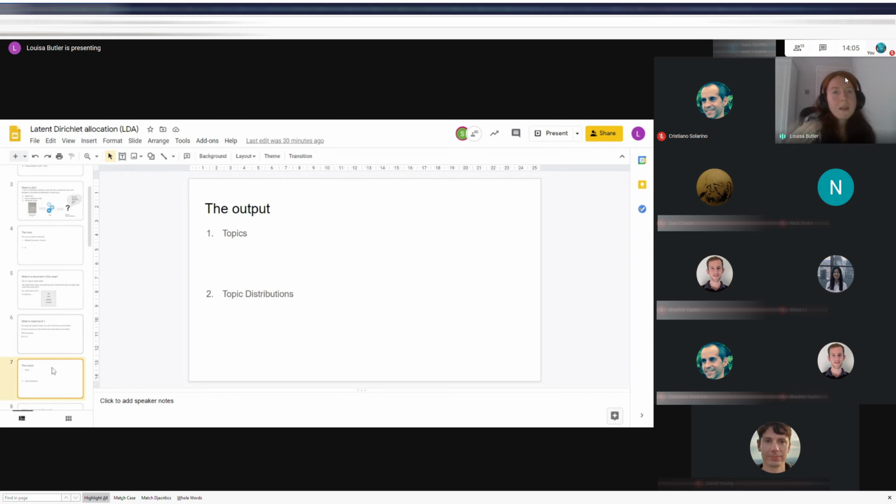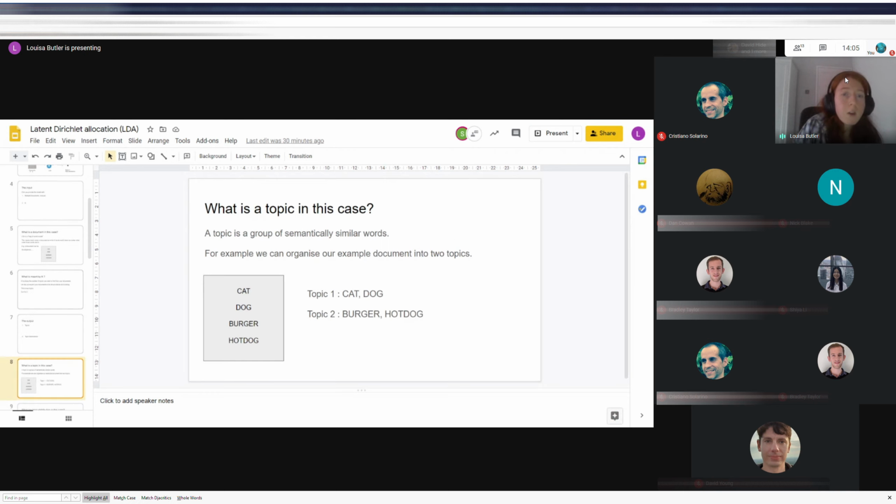Now I'm going to give you a little description of the output before I go into the process. So topics and topic distributions is what LDA is trying to output for us. But what are those? What is a topic in this case? A topic is just a group of semantically similar words. So what does that mean? If you look at our example document that I showed you guys earlier, you can quite easily organize the words in this document into 2 topic categories. Topic 1 could be cat, dog. Topic 2 could be burger, hot dog.